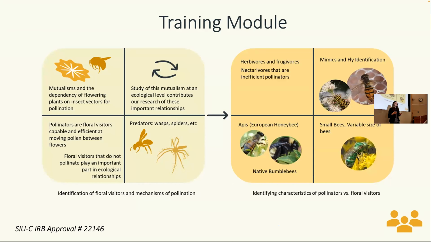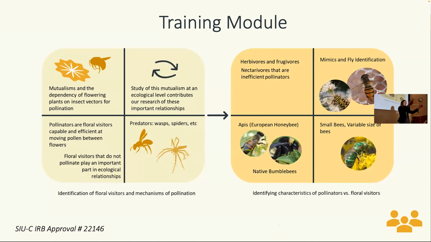The training module started with these inherent mutualisms between plants and pollinators. And this seems really basic. It's something that we've heard about for a really long time, but there's research that shows that primary education often misrepresents what are really complex ecological interactions. So we wanted to make sure that every student that interacted with the module had this baseline knowledge.